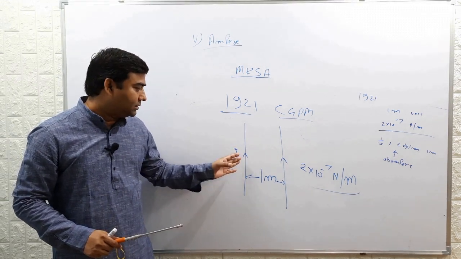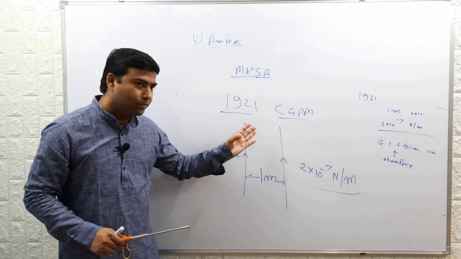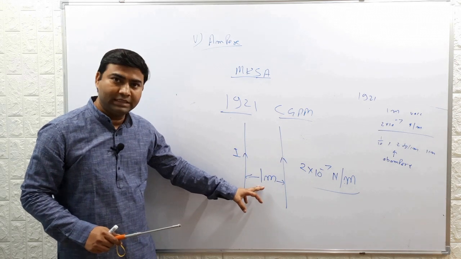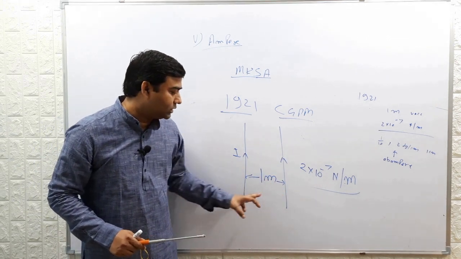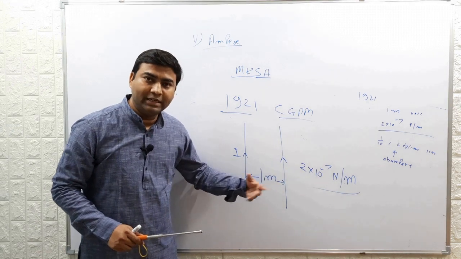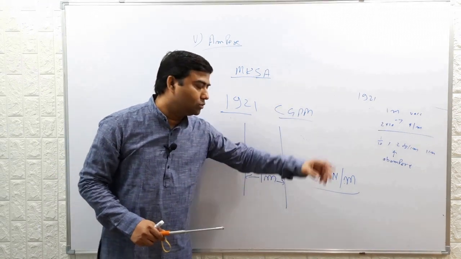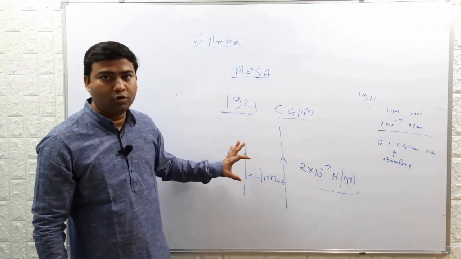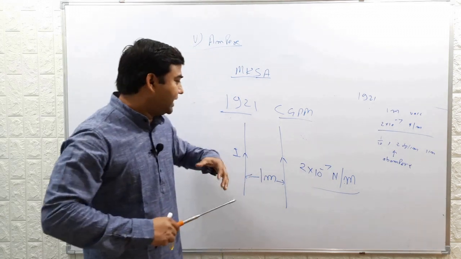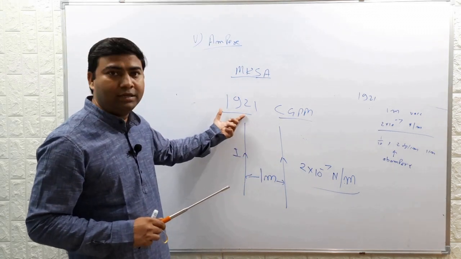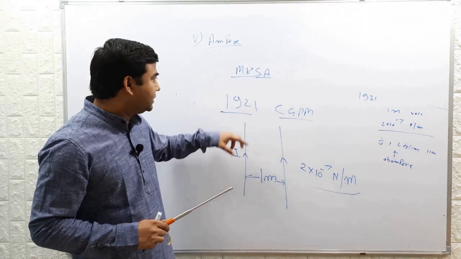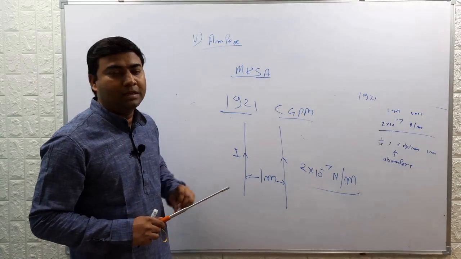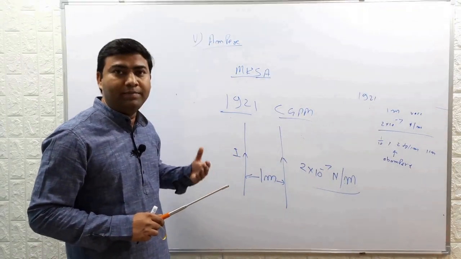It is the current which is flowing in two parallel infinitely long wires separated in space by 1 meter distance and creates a force on each other, due to magnetic interaction, equal to 2 into 10 to the power minus 7 Newton per meter length of wire. That definition of ampere was adopted in 1921, and after this adoption, the MKS system was known as the MKSA system. This was the fourth unit in the metric system.